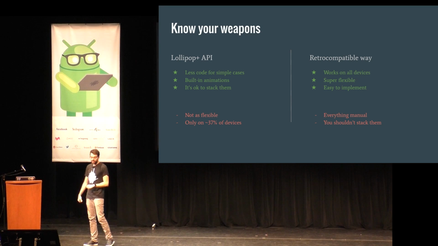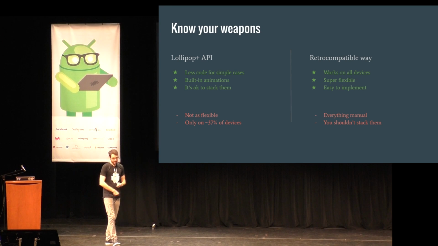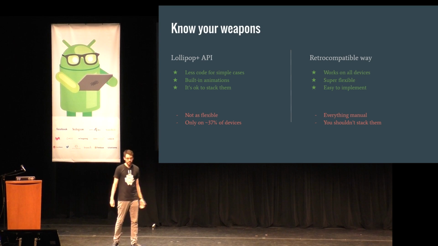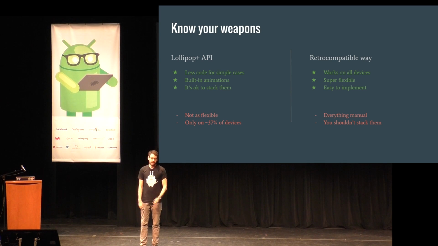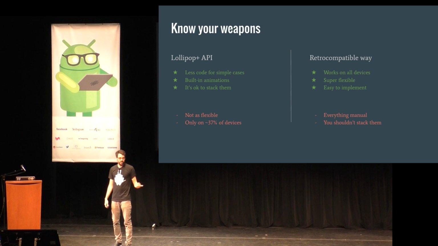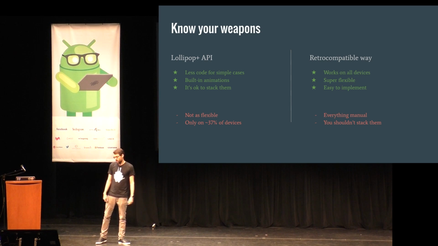But obviously, out of the built-in animations, if you want to do something crazy like that ripple background, it's very hard to do with the Lollipop API. You have to kind of fit into their way of doing things. It's not the very straightforward view animator APIs that we're all used to. And of course, it only works on Lollipop and above.